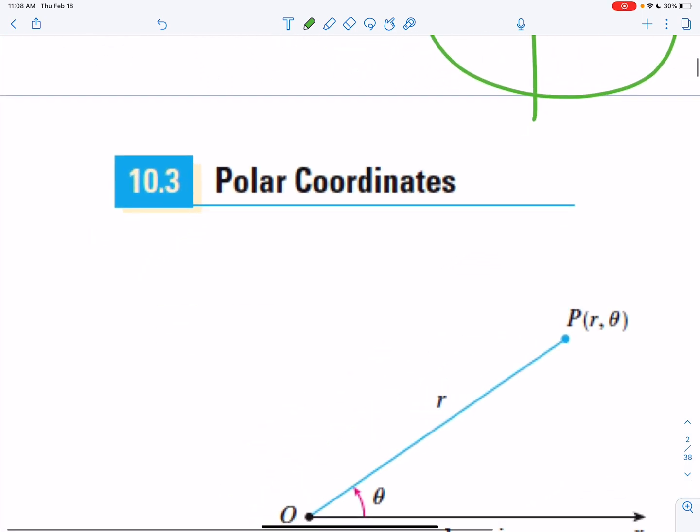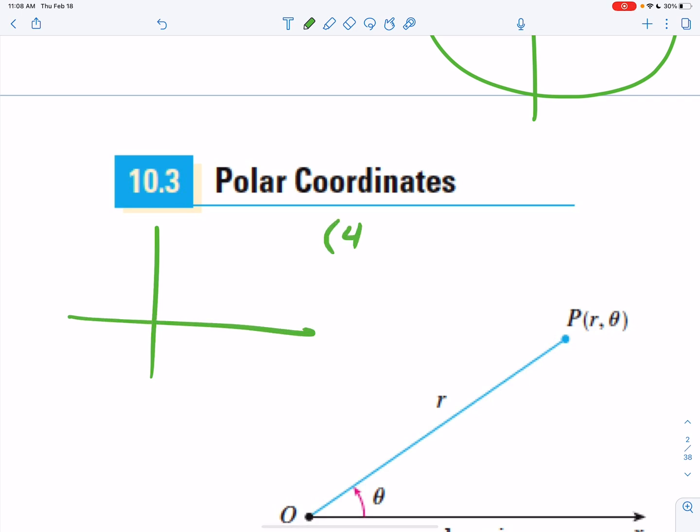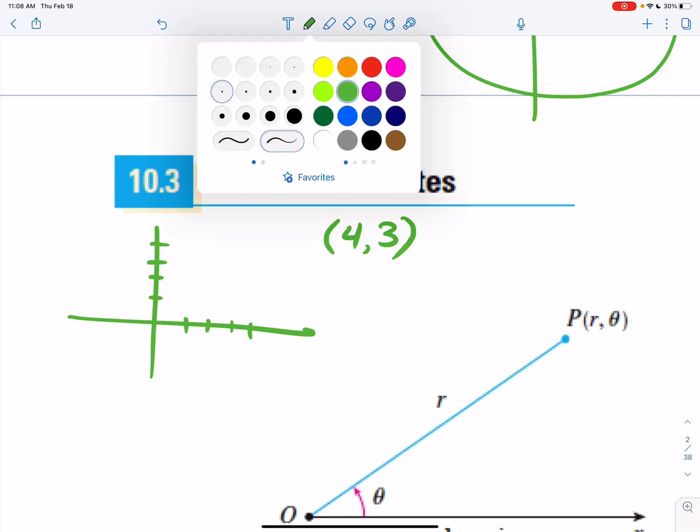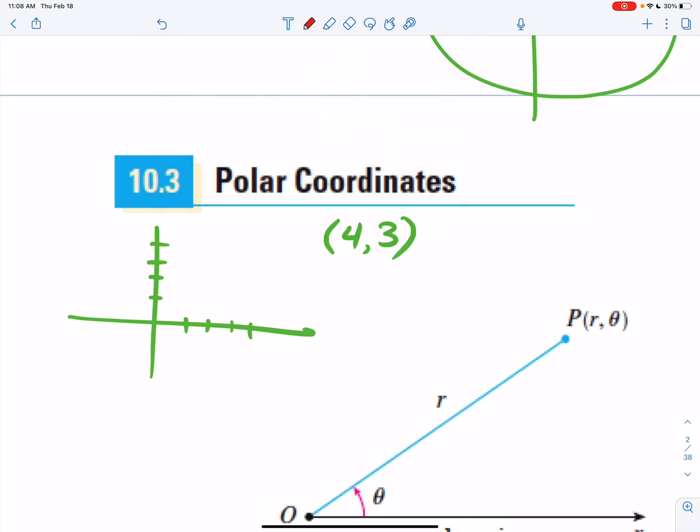So, just to recap, if I were to ask you to plot (4, 3) on a rectangular coordinate, you guys were taught that the first coordinate, x, tells you to go left or right, and the y coordinate, the second one, tells you to go up or down. So in this case, we go 4 units to the right and then 3 up, and then we plot our point, okay? It's a little bit different when you're dealing with polar coordinates.